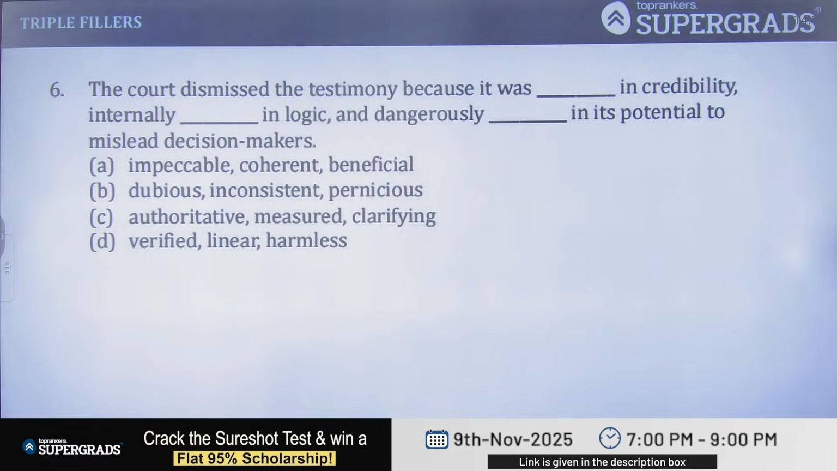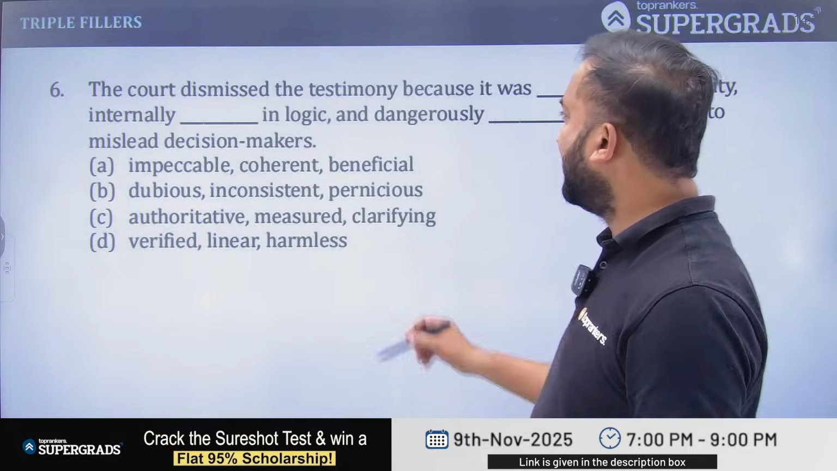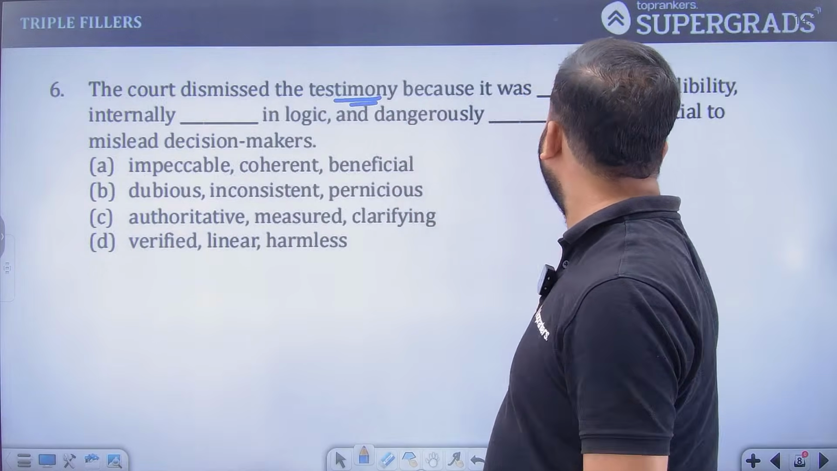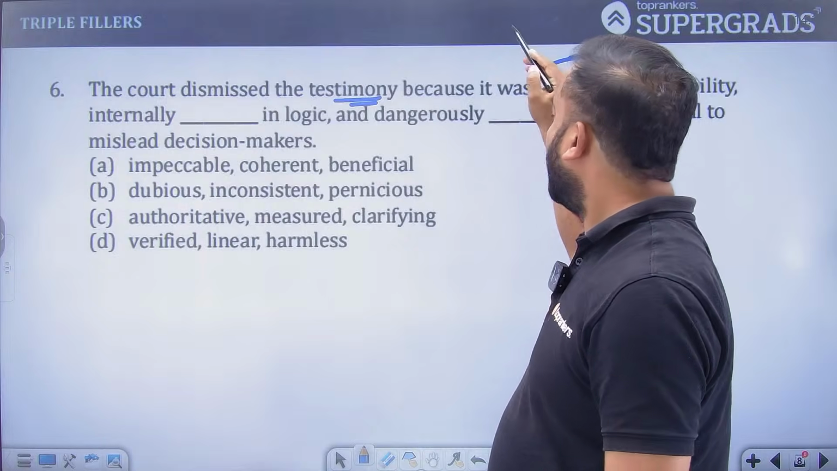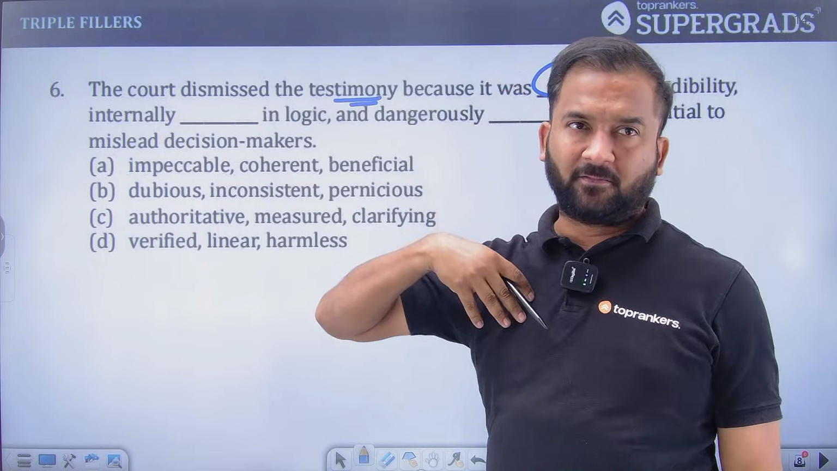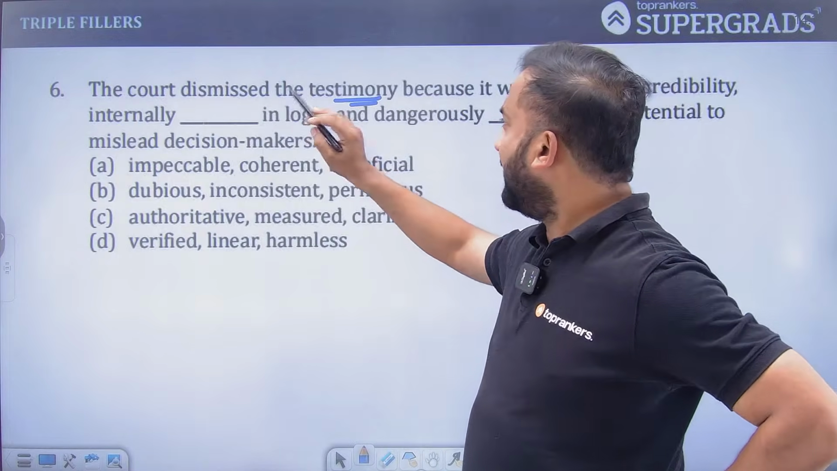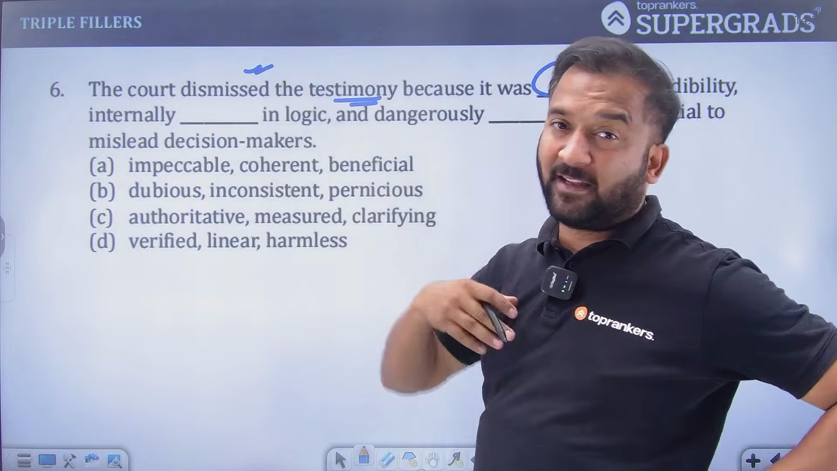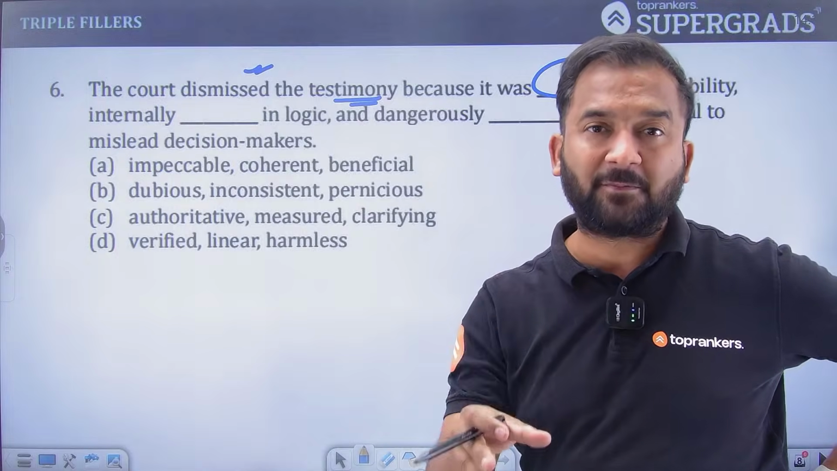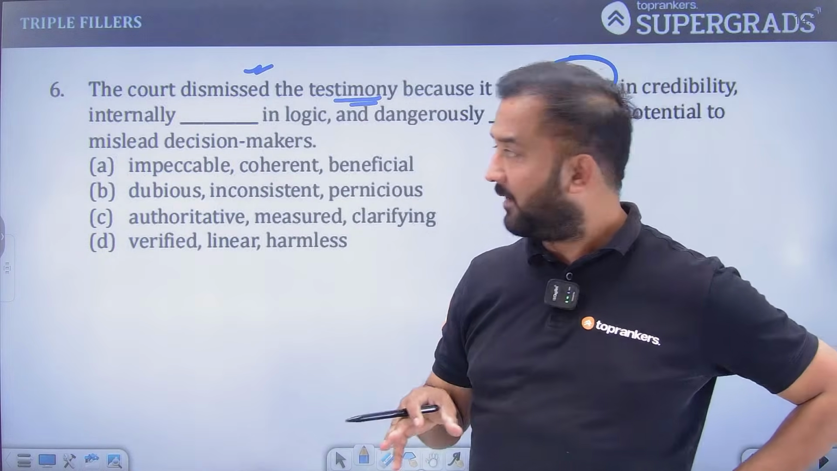Next question, students. The court dismissed his testimony because it was dash in credibility. Credibility is believability. So what word do we need here? If the court dismissed someone's testimony, that means the court does not trust it.